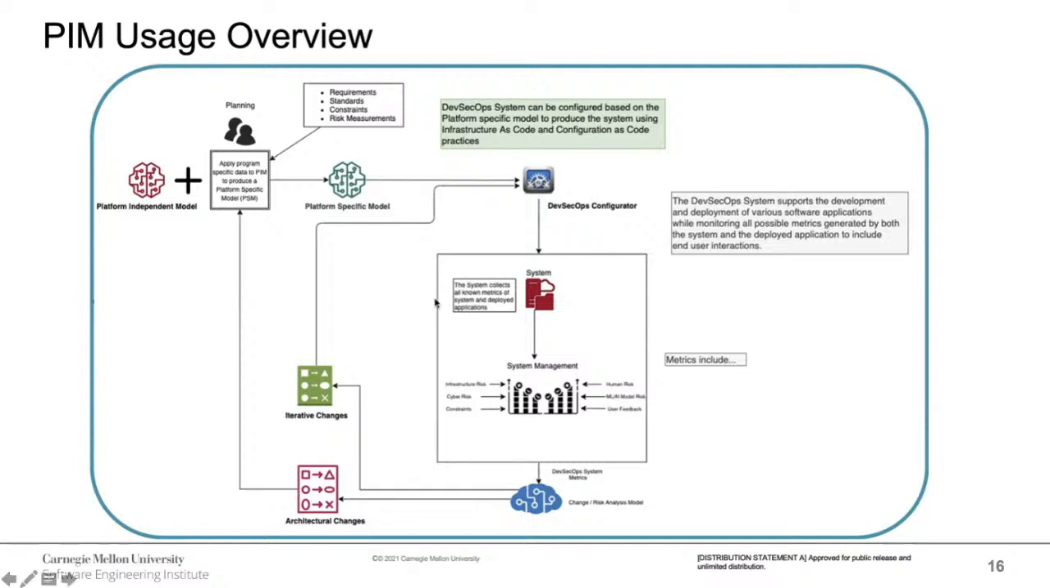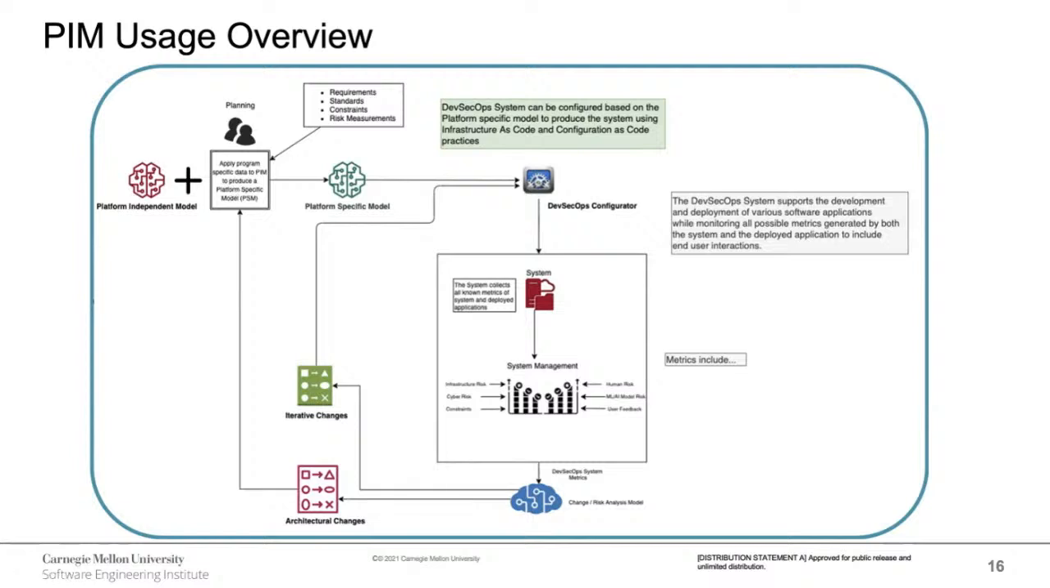So this model is accounting for the fact that we have small changes. We have a box here called iterative changes that describe changes that our system is capable of handling, of correcting and redeploying, for instance. And then we also describe changes that are larger architectural changes. These are metrics that our system might provide to expose things that we didn't consider in our model. And so what would happen there is that that now feeds our model to provide us a new platform-specific model.